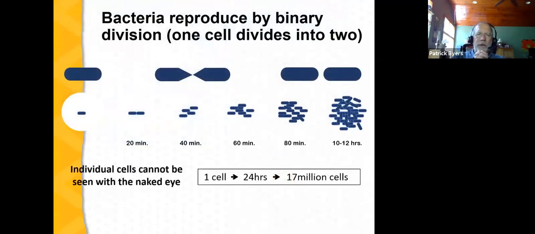Bacteria reproduce by binary division, and this means that one cell divides into two, and then those two cells divide, and so on. Because of this means of reproduction, bacterial numbers can increase greatly if the environmental conditions are favorable and if there's a food source present. We can go from one cell, and within 24 hours, if all cells divide at 20-minute intervals and all cells survive, we can have 17 million cells within 24 hours. That typically isn't the case, but we can still see there's a huge potential for a few cells to become a lot of cells and for an initial infection to become a serious plant disease in a short period of time.